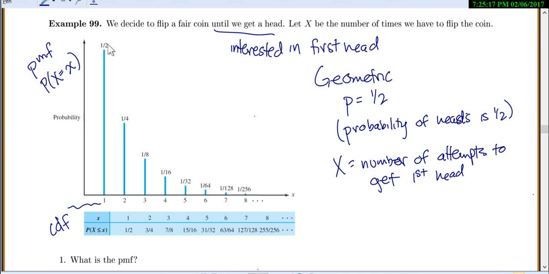So you can kind of see it's pretty likely that I would have to do it 1 time, less likely that I have to do it 2 times, less likely, and then it gets pretty unlikely as you go up, because if you have a 1/2 chance of getting a head, you should get one fairly quickly.